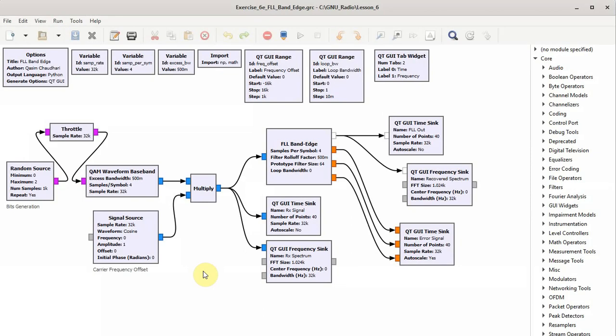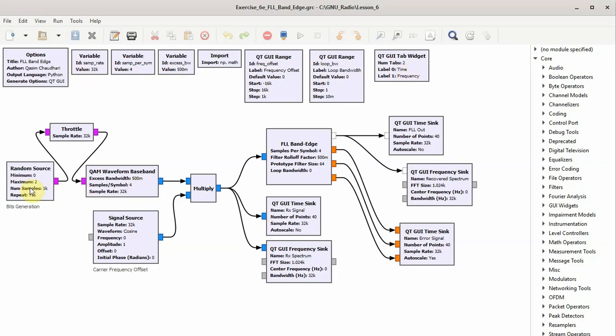Having understood the intuition behind the working of a band edge frequency error detector, we see the working of an FLL band edge block that comes with the GNU Radio Companion. Sample rate is defined as 32,000. There are 4 samples per symbol. The excess bandwidth is 0.5, and the frequency offset and the loop bandwidth are defined through the sliders. There is a tab widget which is used to observe the time domain waveform and the spectra.